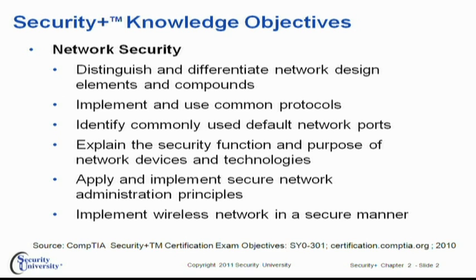So in the area of knowledge objectives, we need to be able to distinguish and differentiate between different network design elements and components. Basically, what's the difference between a wide area network and a local area network? We're going to find out there's 3 different categories of protocols that actually make networks work. And we're going to take a look at how those come into play and also how they affect security. We also need to be familiar with network ports, which is another name for an application service identifier.